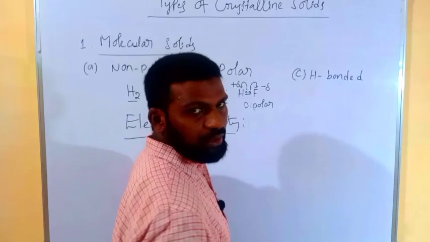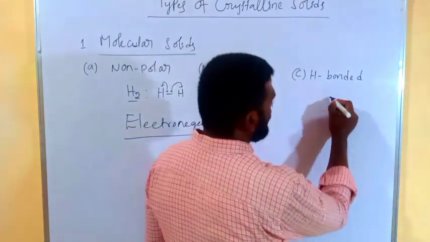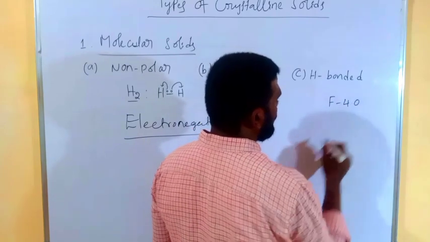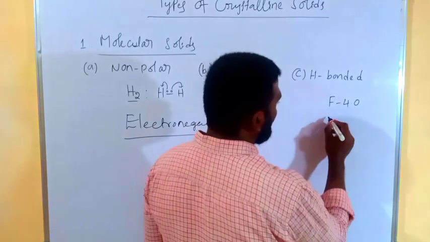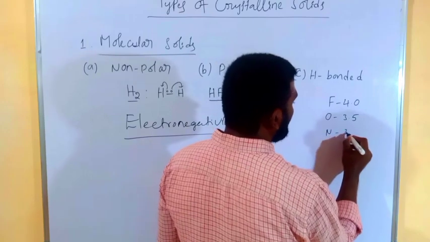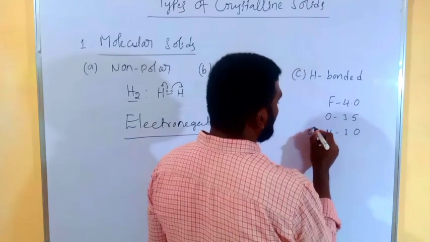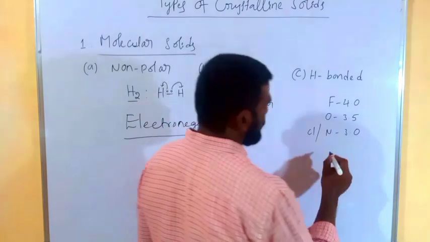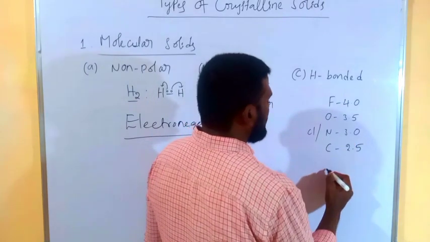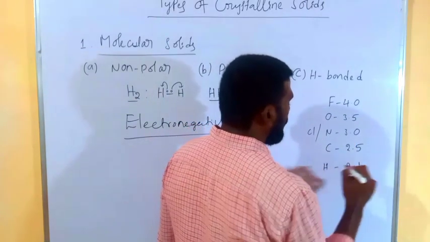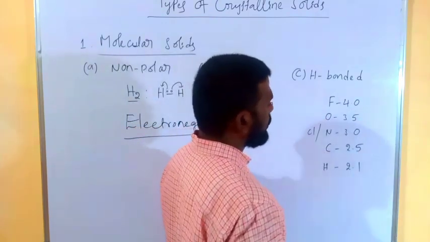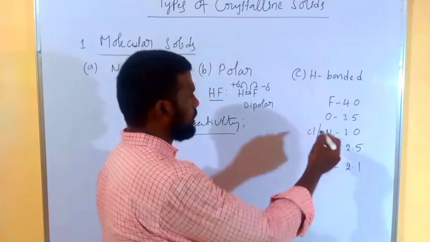Here, just for your understanding, I am giving electronegativity values of a few atoms. Fluorine is the highest electronegative atom, its value is 4.0. Next, oxygen 3.5. Next, nitrogen 3.0. Chlorine also has the same electronegativity as nitrogen. Next, carbon 2.5, and so on. Hydrogen gets 2.1. The electronegativity of hydrogen is 2.1. These are the main elements whose electronegativity values we need to remember for competitive exams.